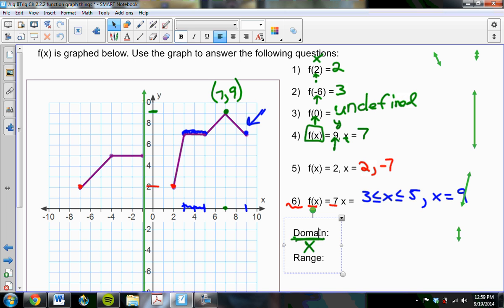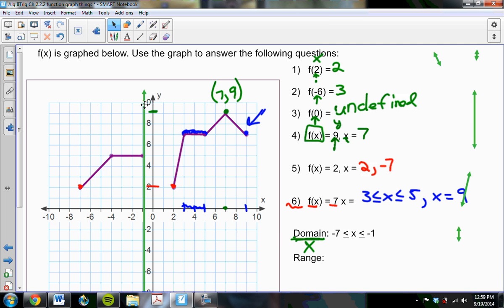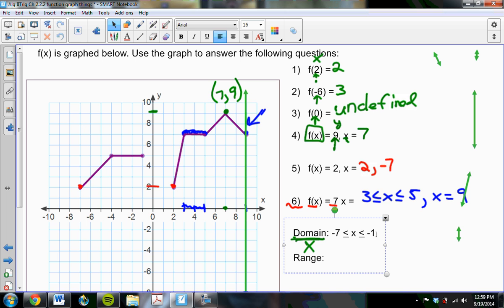So I'm going to say -7 is less than or equal to x, which is less than or equal to -1. Then I do it again. Take the line. I'm not touching the graph here anywhere, but from 2 all the way out to 9, I am. So this would be 2 less than or equal to x, less than or equal to 9. That right there is the domain.